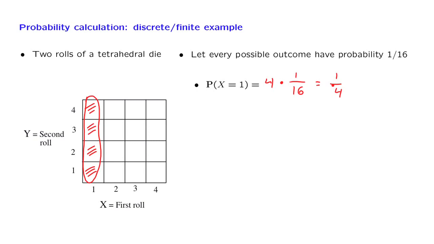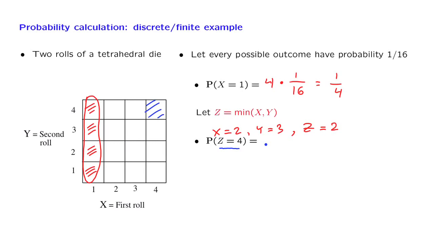Let now Z stand for the smaller of the two numbers that came up in our two rolls. So, for example, if X is 2 and Y is equal to 3, then Z is equal to 2, which is the smaller of the two. Let us try to calculate the probability that the smaller of the two outcomes is equal to 4. Now, for the smaller of the two outcomes to be equal to 4, we must have that both X and Y are equal to 4. So, this outcome here is the only way that this particular event can happen. So, since there's only one outcome that makes the event happen, the probability of this event is the probability of that outcome and is equal to 1 over 16.